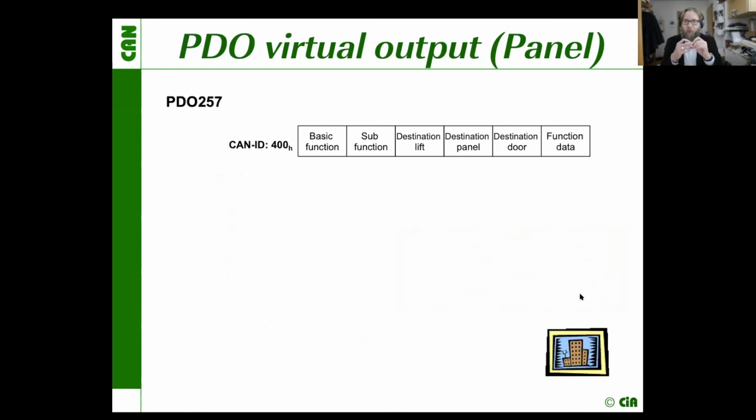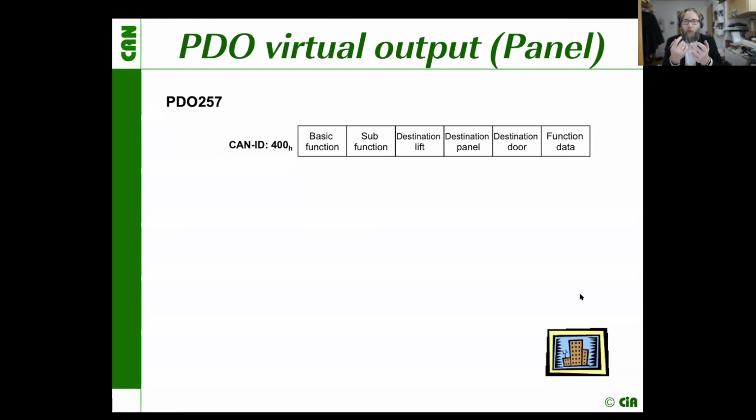The same applies for the virtual output, for example, as a function, as a virtual device. We only need one CAN message. So we only need one PDO, because when that single message is being transmitted, everybody in the system knows what's going on. And this virtual output can be transmitted by the call controller, and then it tells everybody which car is going where, or which car is placed where.